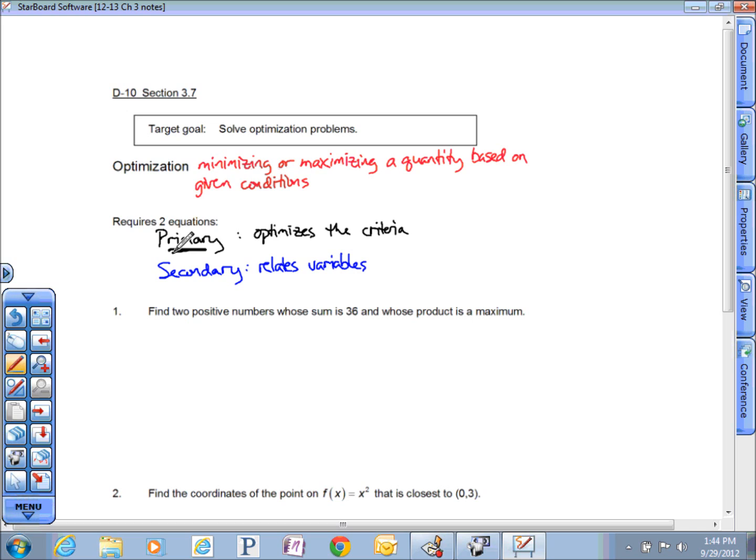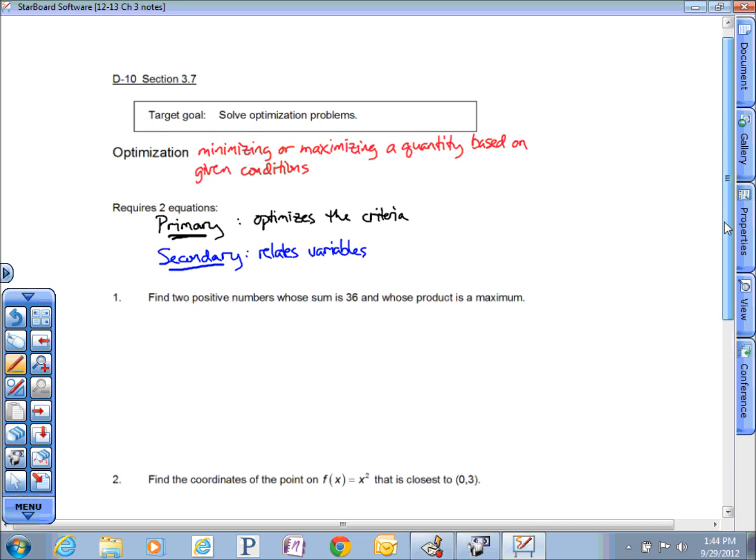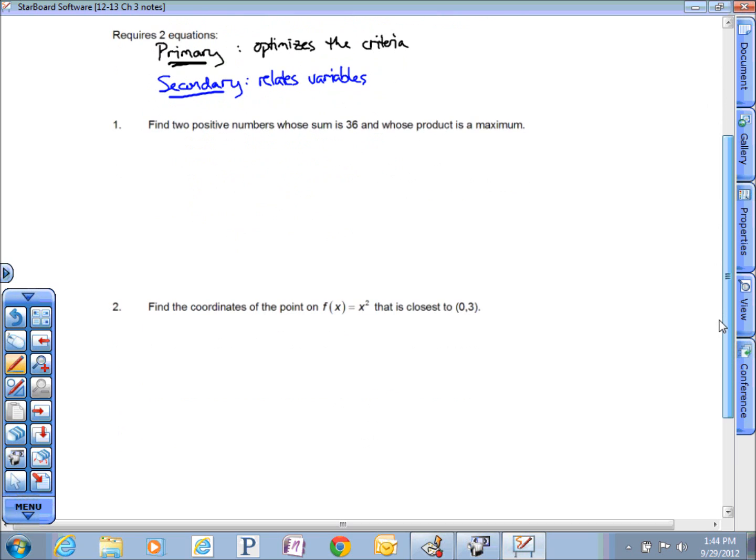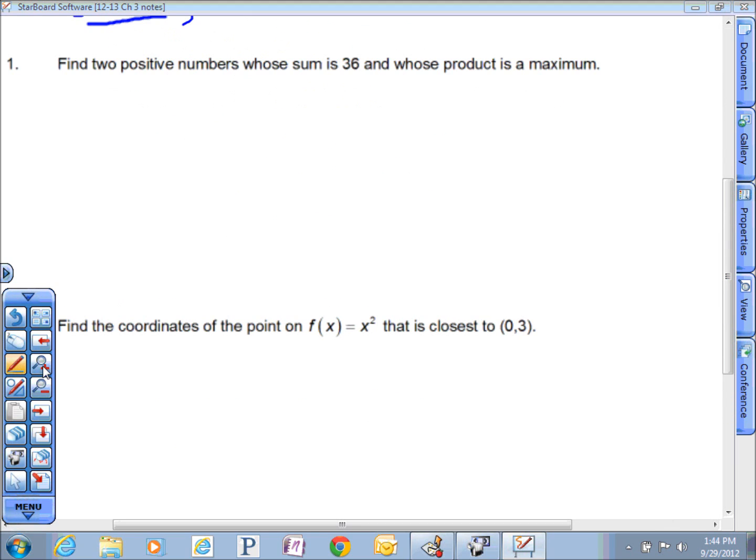And the secondary one, a lot of times you're going to have multiple variables given to you in the problem. That secondary equation is going to help you get down to a single variable rather than multiple variables in the problem. So first one, find two positive numbers whose sum is 36 and whose product is a maximum.